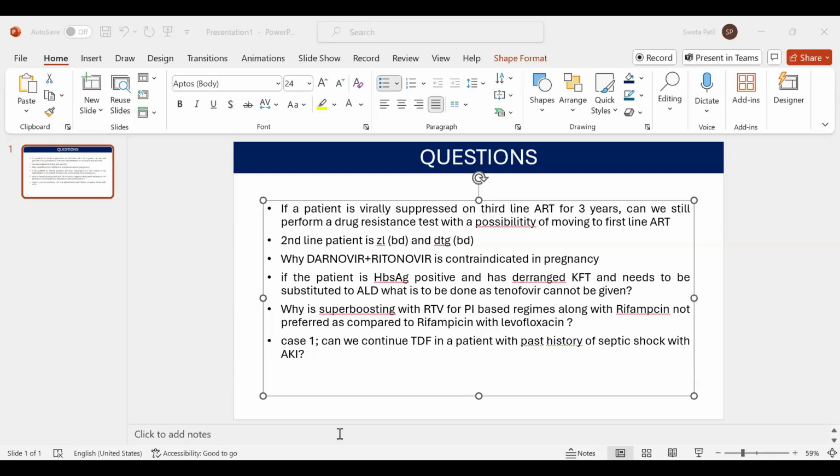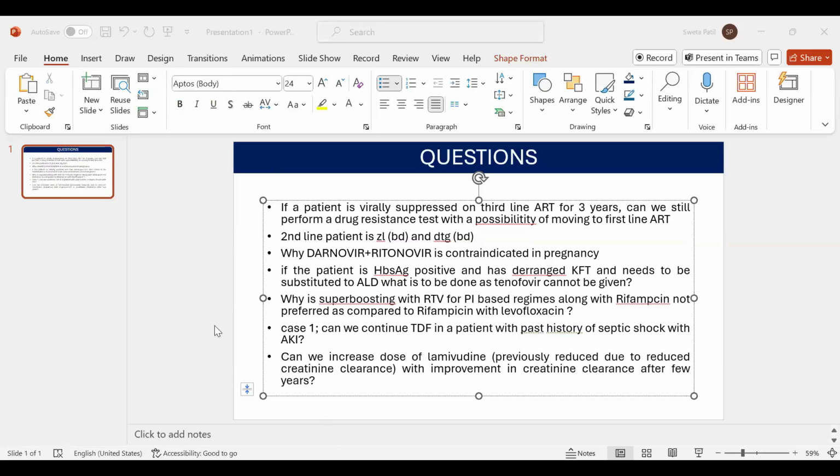Now, if the patient is HBsAg positive and has deranged RFT and needs to be substituted from tenofovir to abacavir, what is done if tenofovir cannot be given? Yes, for that there are two options: entecavir or tenofovir alafenamide. Now, these are not available in the program as of now, but you can contact once the SACEP advises. The patient may be referred to centers for hepatitis B management. There are national centers which give free treatment for hepatitis B. If such a center is available nearby, the patient may be referred there for entecavir or tenofovir alafenamide, or the patient has to be prescribed, and then the local regional SACs or DACs may help in procuring the drug for that patient.